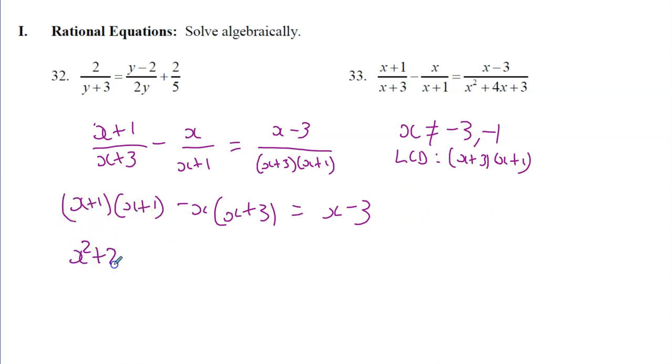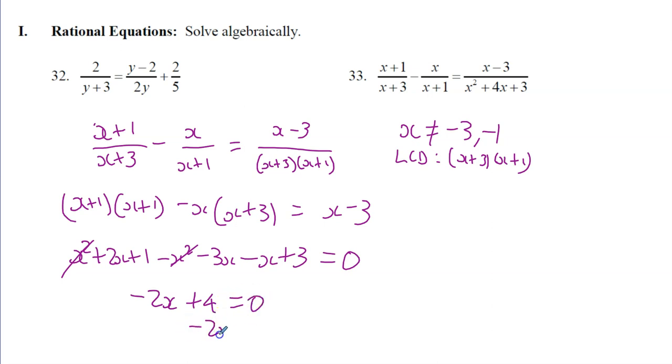Okay, so x squared plus 2x plus 1. So watch out here, minus x squared, and then the minus here, so minus 3x. And let's just move these over. Minus x plus 3 equals 0. That was just moving those guys. So the x squared's gone. We've got 2x minus 3x will be negative x, so minus 2x, negative 2x plus 4 is 0, negative 2x is negative 4, and x is 2, which works. That's allowed, so there should be one solution in this case, which is simply x equals 2.